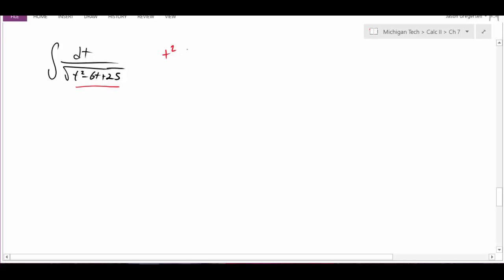I've got t squared minus 6t plus, and I need something here. So how do I figure out what goes there? Well, I'm going to take my coefficient, the 6, divide it by 2 to get 3, and then square that value to get 9. But I can't change the quadratic from my original problem, which has a plus 25, so I basically have to rewrite that 25 as 9 plus 16. That means this quadratic simplifies to (t minus 3) squared plus 16.